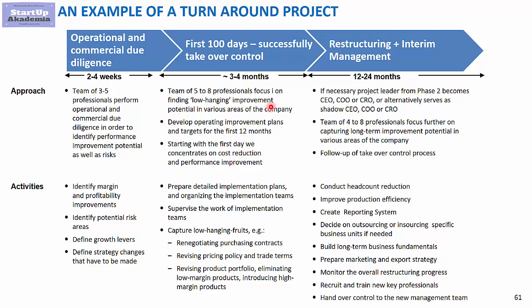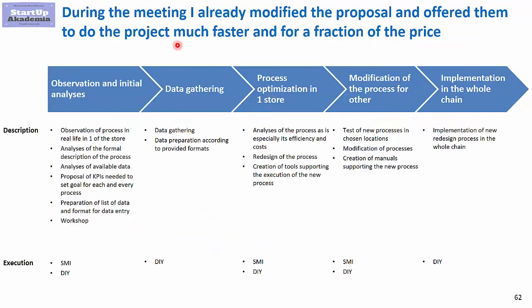A very similar example is here. This is an example of an offer, and here I was showing what kind of process optimization we're going to do for one of the customers. This was about processes in the store, and it was a retailer. So I told them basically that we're going to have 5 phases. First we're going to do the observation and initial analysis. Then we're going to gather data, optimize processes in one store, modify the process for others, and then implement it in the whole chain. And again, as previously, a description of what will happen in each and every phase.